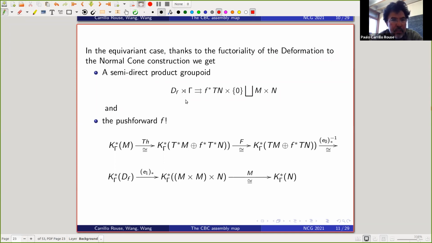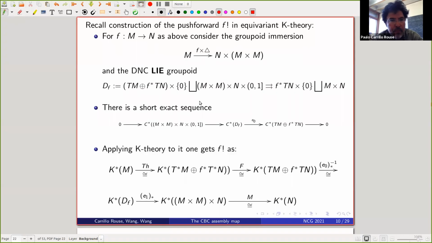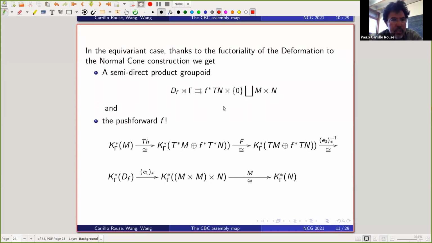So in particular, taking DF as above, where DF was just the deformation to the normal cone associated to a map F, if the map is now equivariant and you have the diagonal action on M times M, then you can show that the group acts again on DF. And you can then form the semi-direct product groupoid here, and essentially define the push forward exactly as above.